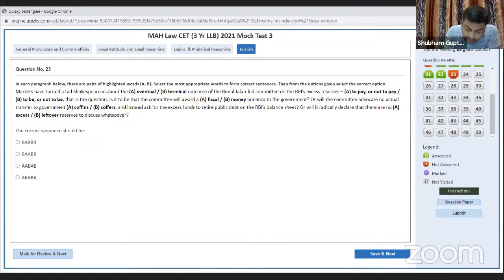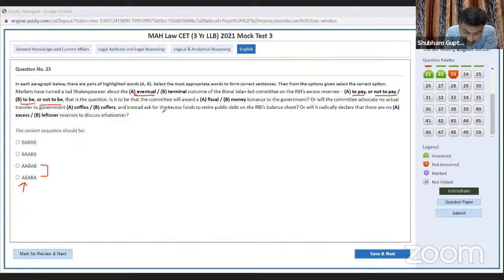Markets have turned a tad Shakespearean about an eventual or B terminal. So it should be eventual. So first is A. So let's first find out. Now let's look at the second one. We will be clear with the second one. Eventual outcome of Vimal Janan, to pay or not to pay, to be or not to be. Again confused at the second step. So I'm not sure. Let's see.